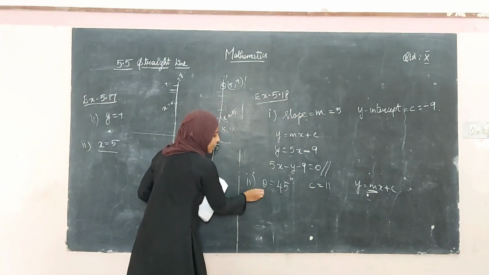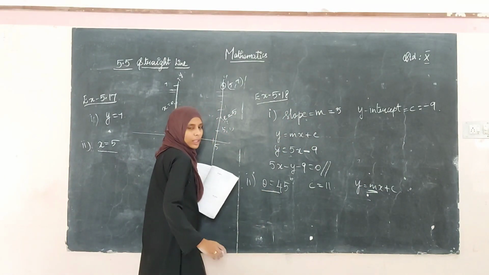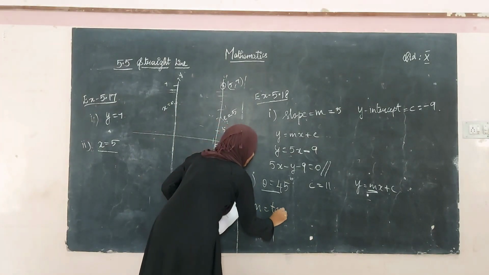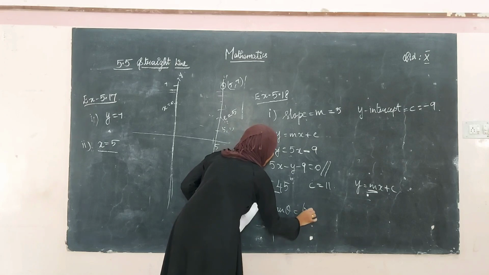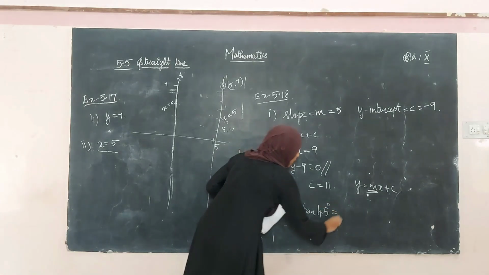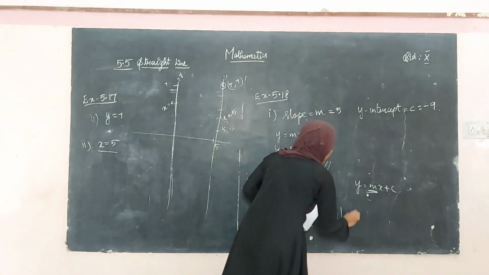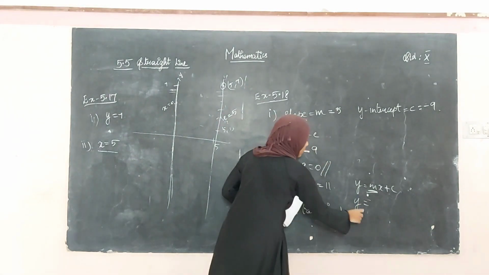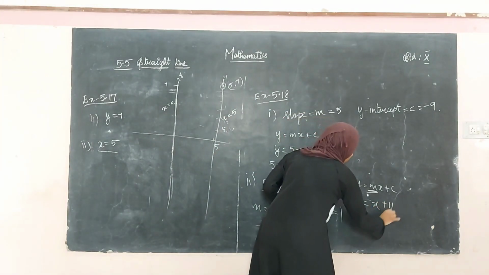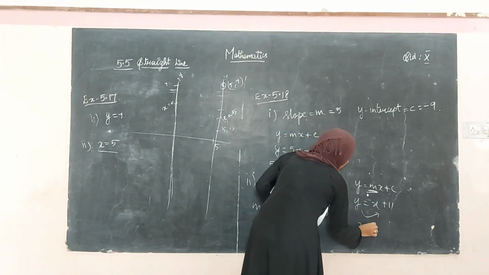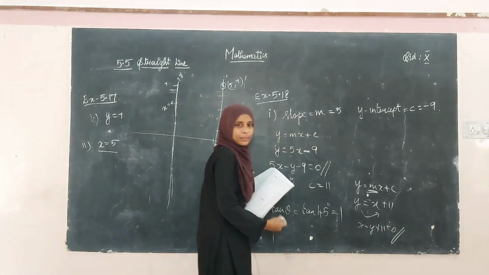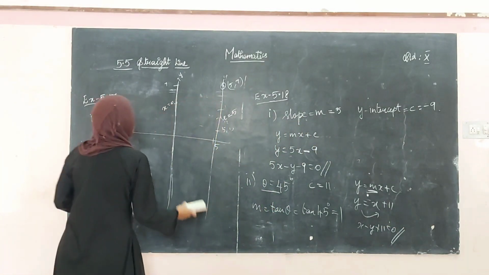So here they have given inclination. So what's the formula that will be used to find m? m is equal to tan theta. Yes, tan theta means tan 45 degrees. What is tan 45 degrees? It is 1. So what will be the equation? y equal to, m is 1, into x. What is c? It is 11. So bring this y this side. So x minus y plus 11 is equal to 0 is the required equation.